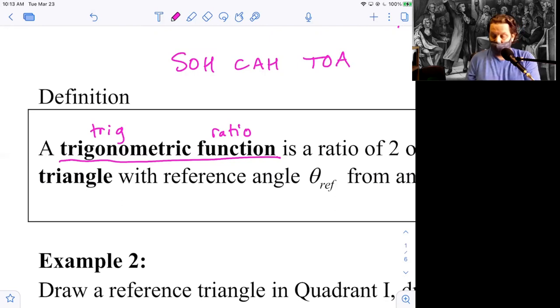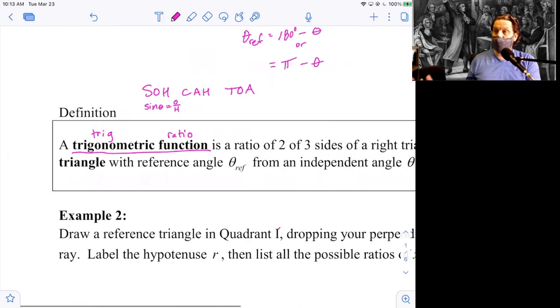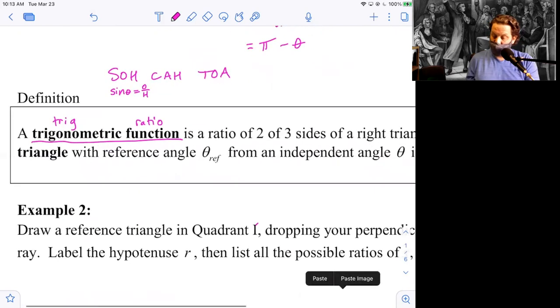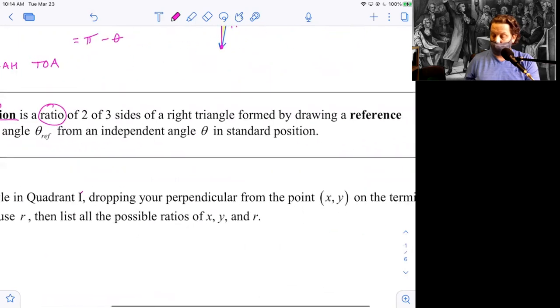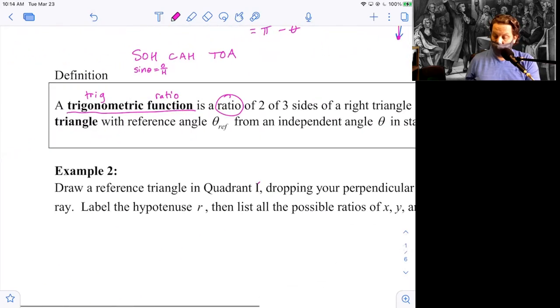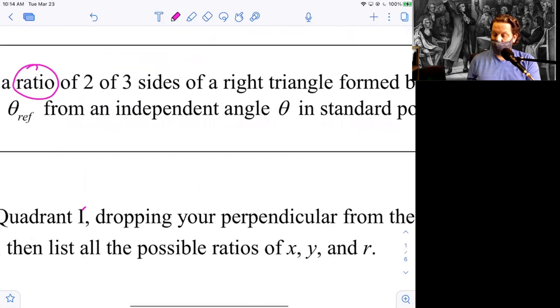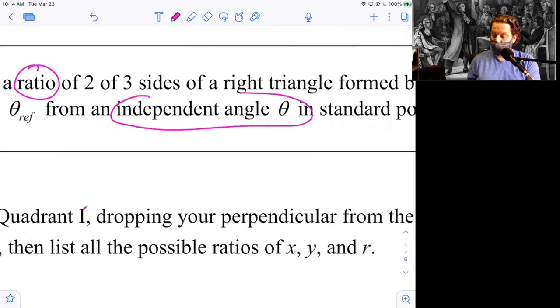Now, what is a trig function? Well, let's look at sine. You wrote it like this: sine of theta is the opposite divided by the hypotenuse. In any triangle, you have 3 sides. So what is a trig function? It's nothing more than the ratio of 2 of the 3 sides of the right triangle, the reference triangle, formed by dropping a perp from the terminal ray, based upon your independent choice of angle, theta, in standard position.